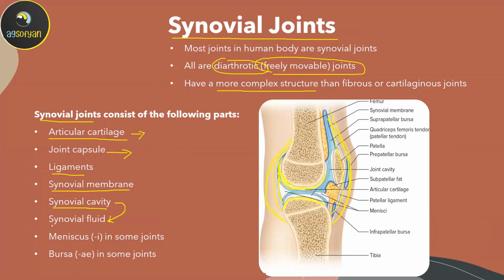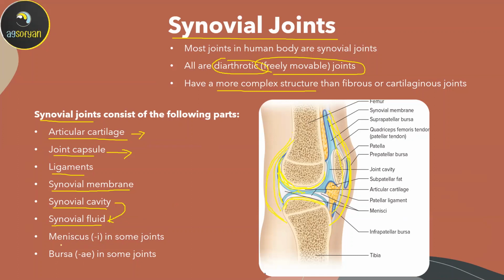Okay, and that fluid is called the synovial fluid. This fluid will fill the area between the bones inside this capsule. The function of this synovial fluid is to reduce friction, just like oil in an engine. It will make the movement between the bones easy.